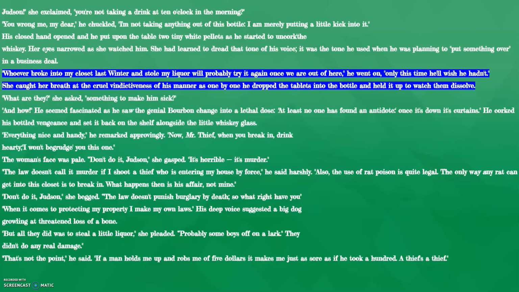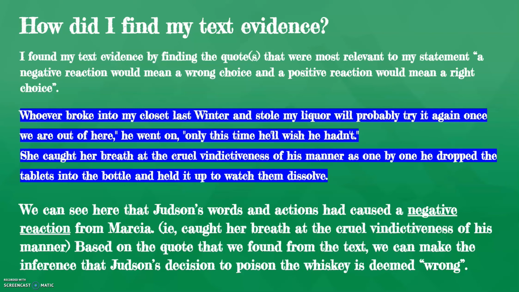So notice how I highlighted this little portion right over here. I'll get to why exactly I highlighted this quote, and I put the quote into my next slide so that you'll understand why I chose it. So how did I find my text evidence? I found my text evidence by finding the quote that was most relevant to my statement. A negative reaction would mean a wrong choice, and a positive reaction would mean a right choice.